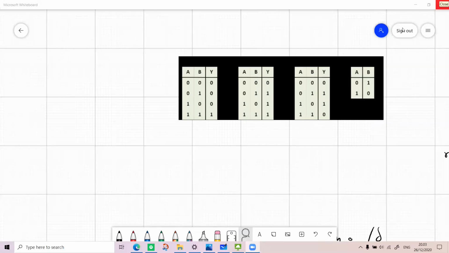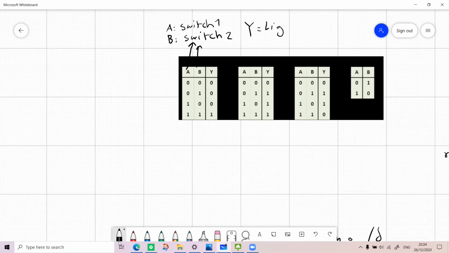Okay, so if you were to make a quick analysis of, say, this particular truth table, only this one, let's say A and B. So A can be anything, but for our purpose, since they're both inputs, we're going to call them switches. Let's pretend that they're both switches. So B is switch number 2. And Y is, let's say, a light bulb, so light, and it's an output.